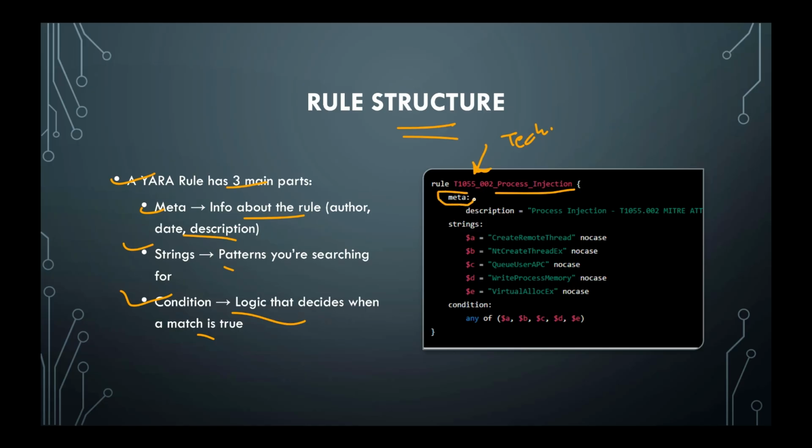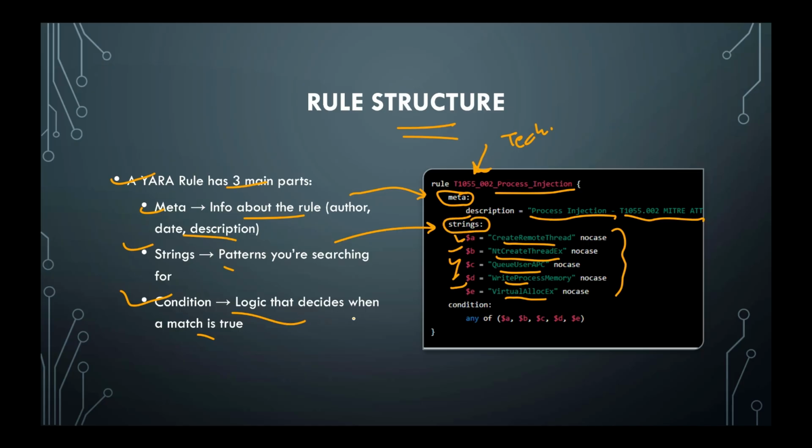And the meta part, so this is the meta part. So meta part contains all the details like process injection details, the MITRE framework, etc. And then string part. So string part, you can see the pattern for searching. So we have pattern A, B, C, D, and E. And what it is checking? So it is checking some commands like create remote thread, anti-create threadx, and q user apc. So these are the strings or commands we are checking in the string section.